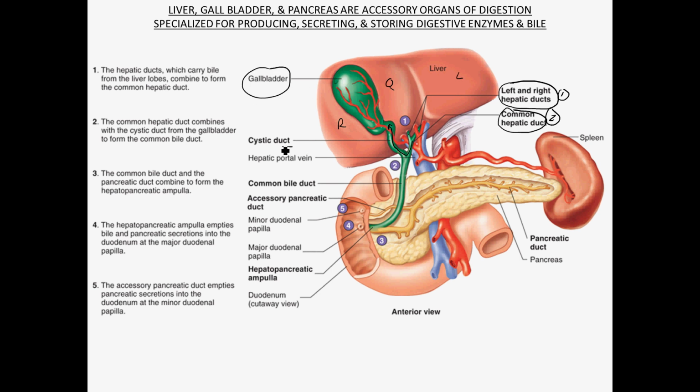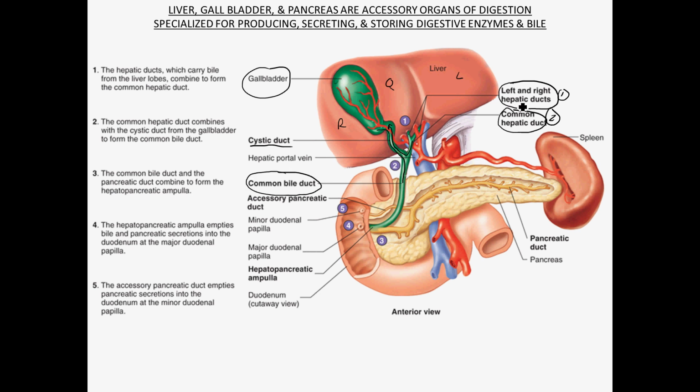The cystic duct right here is a two-way passageway. So when bile is being produced, it's going to go this way and get stored in the gallbladder. But then when a lipid-rich meal enters the duodenum, the gallbladder is signaled to contract, so the bile is squeezed down the cystic duct, and then will enter into the common bile duct right here.